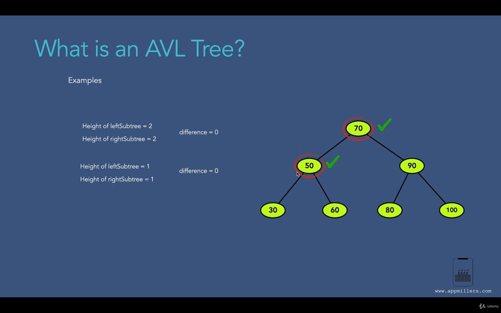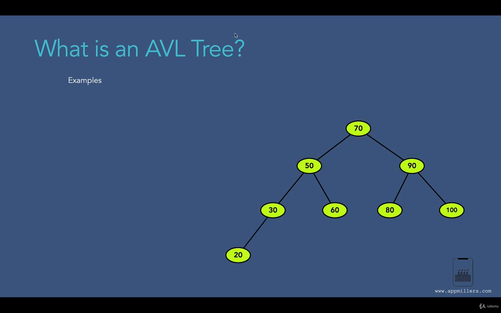In the left subtree we have 50, which has 2 children, and the heights of both left and right subtrees are 1 and the difference between them is 0, so this one also conforms with the property of the AVL tree. Then we are going to continue with the right subtree. Here again the left and right subtree heights are 1, and this node also conforms with the property of the AVL tree. So this whole binary search tree is an AVL tree, because all subtrees conform with the property of the AVL tree.